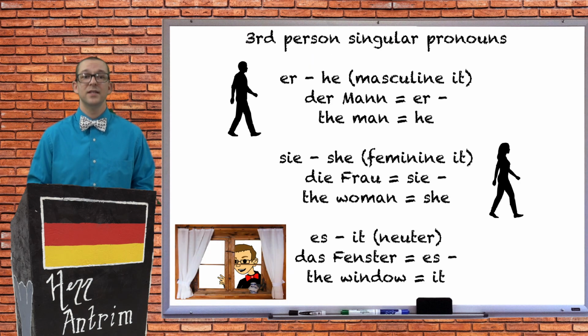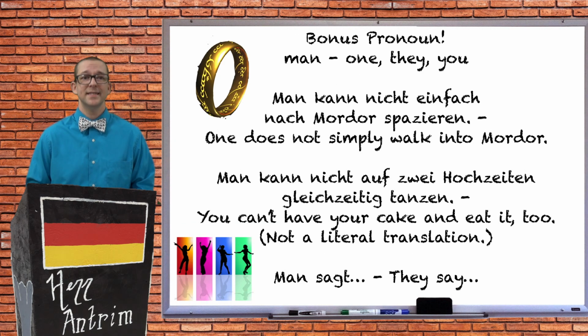For now, stick to knowing that if the noun you are replacing uses the article der, use er as the pronoun. For nouns using the article die, use sie, and for nouns using the article das, use es. There is also the pronoun man, which usually isn't included on lists and charts like this one, but it is incredibly helpful to know. This pronoun can be translated in several ways in English. It can mean they, one, or the ambiguous you. This pronoun can be used in sentences like this one. One does not simply walk into Mordor. Or, you can't have your cake and eat it too. Or basically any sentence that starts with they say.